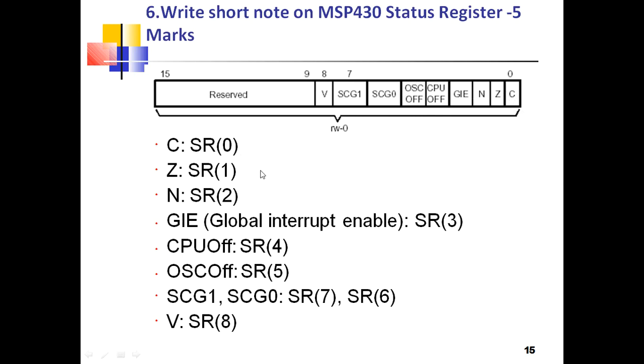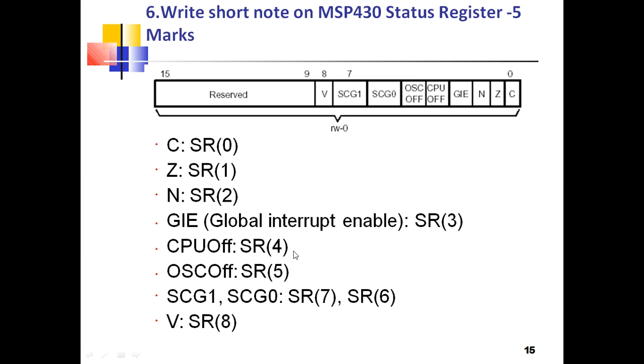C means the carry flag, the 0th bit. Z means the zero flag, the first bit. N means the negative flag, which tells whether the value is negative or positive. GIE means global interrupt enable, so the third bit of the SR register is used to enable the interrupts. SR4, the fourth bit, is CPU off.